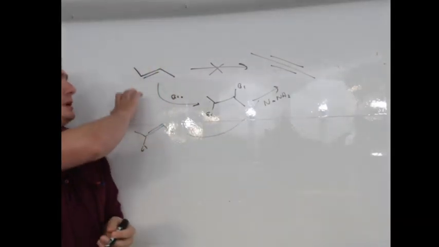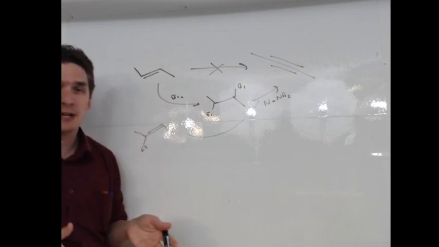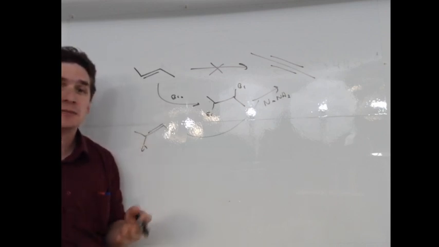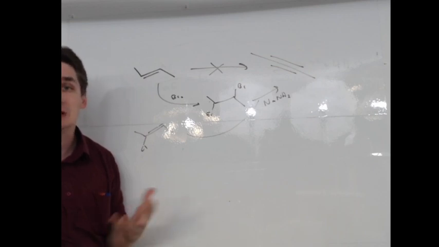But yeah, there's really no way to go directly from a purely hydrocarbon alkene to an alkyne. You're going to have to functionalize to get it further down. Because the thing is, you need a leaving group.